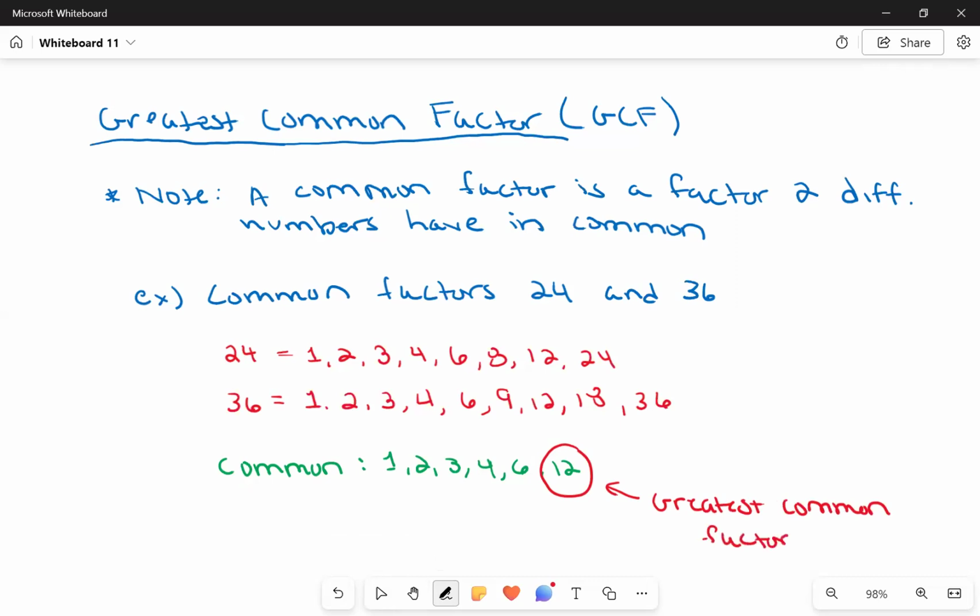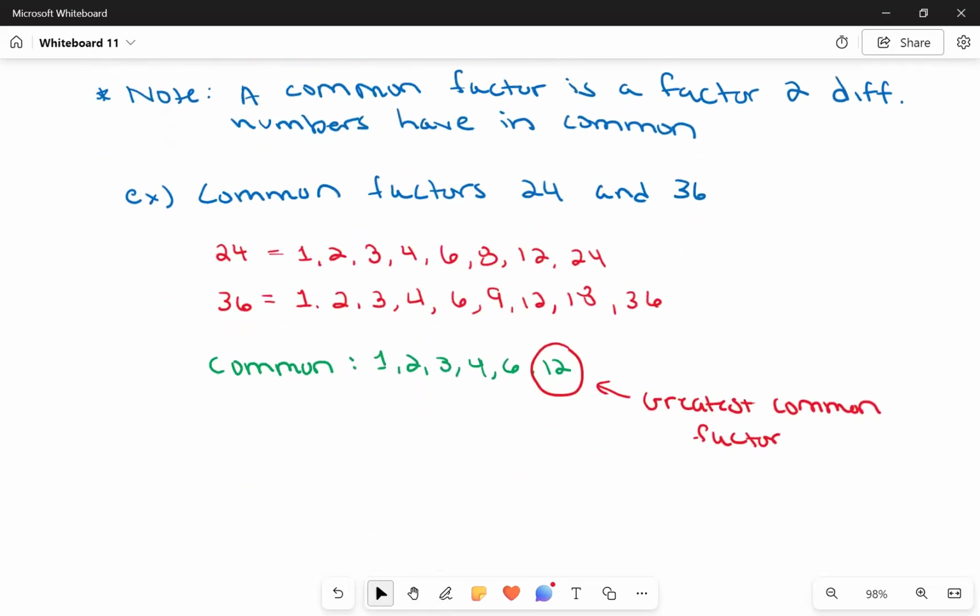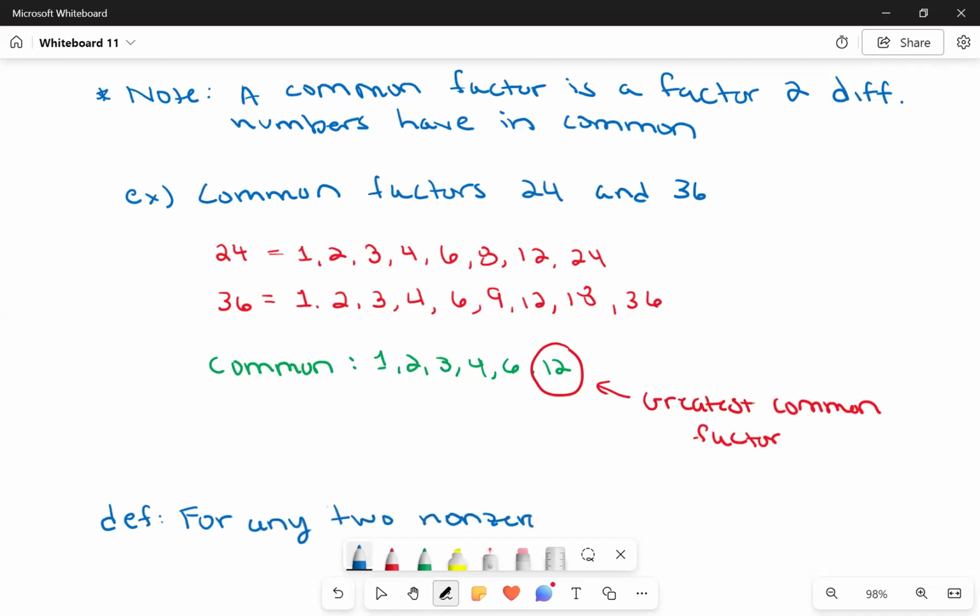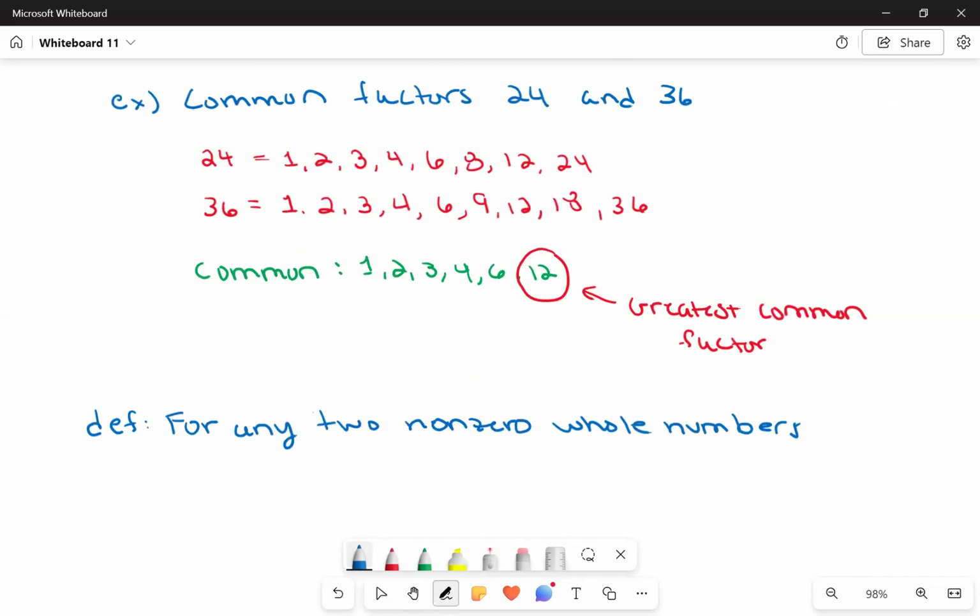Okay, so I think we just kind of defined what that is, but I do want to write the formal definition just so that you have that. So, definition: for any two non-zero whole numbers, which we'll call A and B. Sorry, I got mad because I moved the screen and then tried to write pretty quickly after that. A and B, the greatest common factor.